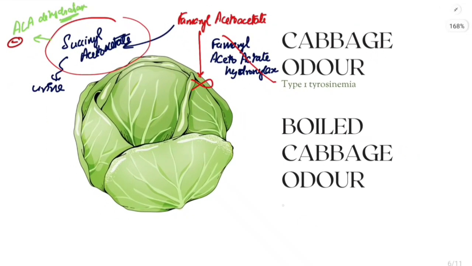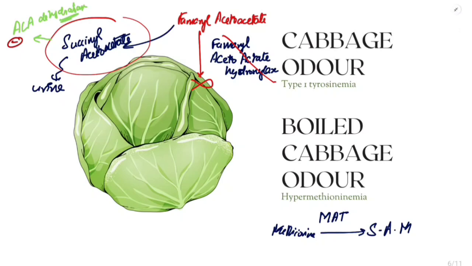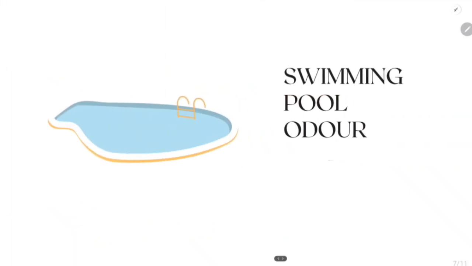Next is boiled cabbage odor. Boiled cabbage odor is seen in hypermethioninemia. The enzyme defect in hypermethioninemia is MAT, that is methionine adenosyltransferase. This will convert methionine into S-adenosylmethionine. So in hypermethioninemia there will be a defect in methionine adenosyltransferase. Next odor is swimming pool odor. Swimming pool odor is seen in a condition called Hawkinsinuria. The enzyme defect in Hawkinsinuria is 4-hydroxyphenylpyruvate dioxygenase, PHPP dioxygenase.